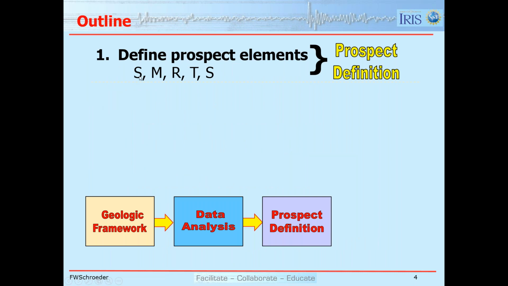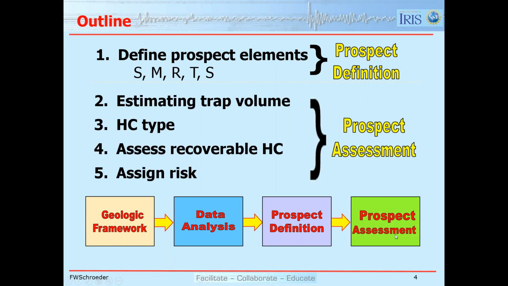So in terms of an outline, the first step we'll talk about is defining prospect elements, and S is for source, migration, reservoir, trap, seal. And so we have our geological framework, we're doing our data analysis, and we're defining one or more prospects. And then the next step is to do prospect assessment.